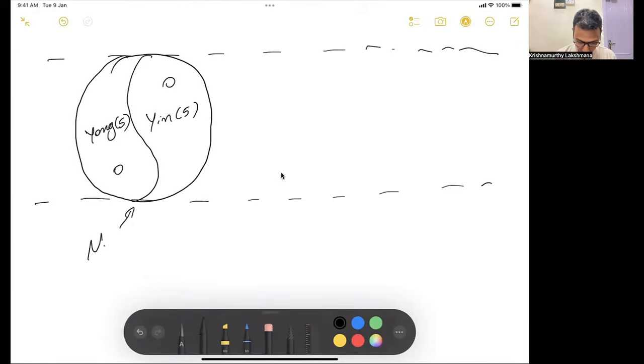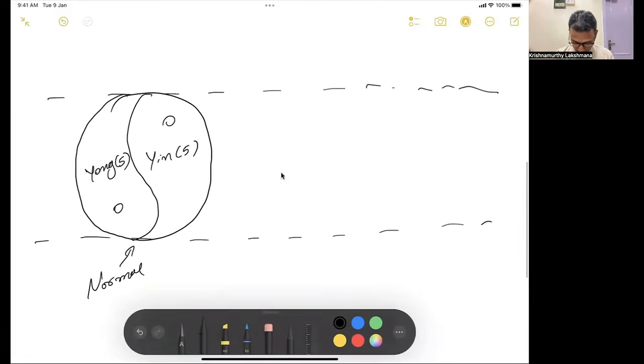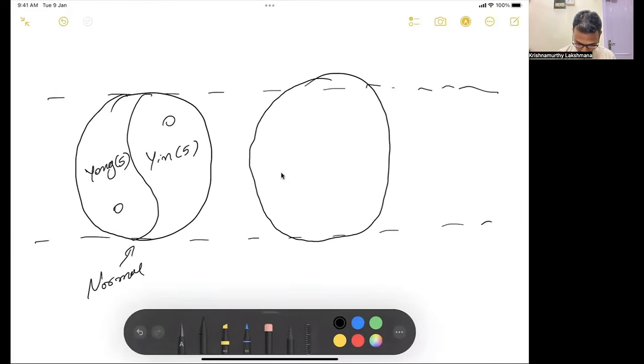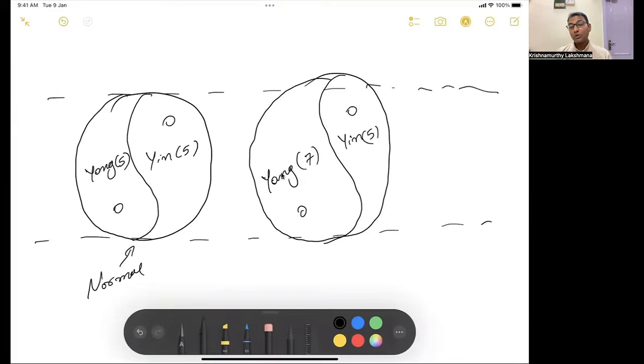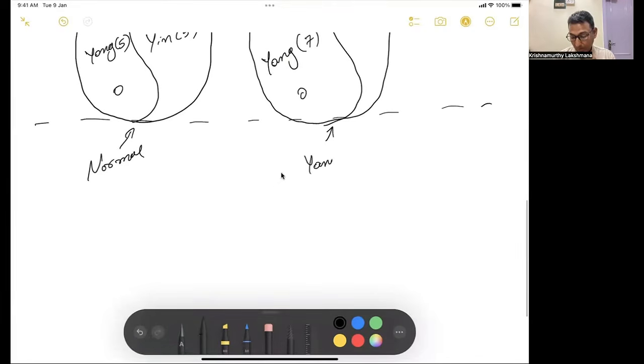So this is normal. Okay. Now, if a situation becomes like this, in this situation we can say yang is more, yang excess, but we don't have any yang excess situation protocols. We say fire is more.